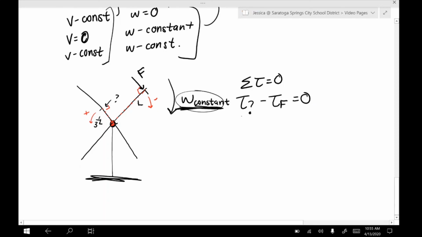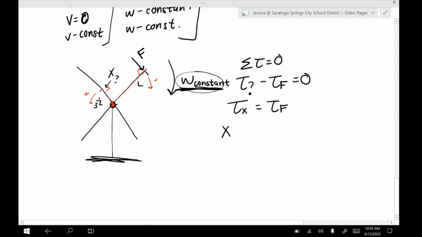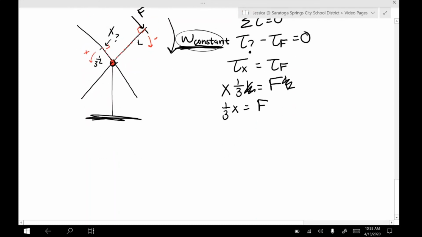So I'm going to call this unknown force X to make my life easier. So my torque from X has to equal my torque from my force F. So the force X at 1/3 L has to equal my force F at L. There's an L in both terms, so I'm going to get rid of it, and pull this coefficient out front. So it looks like X, if I multiply both sides by 3, has to be equal to 3F.